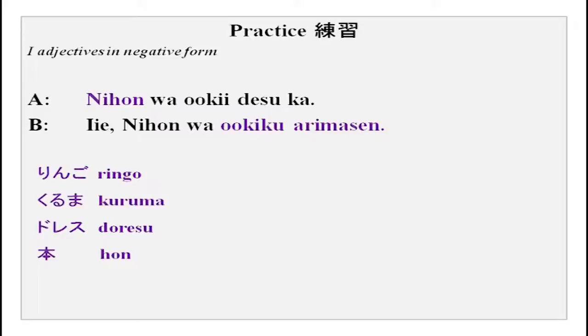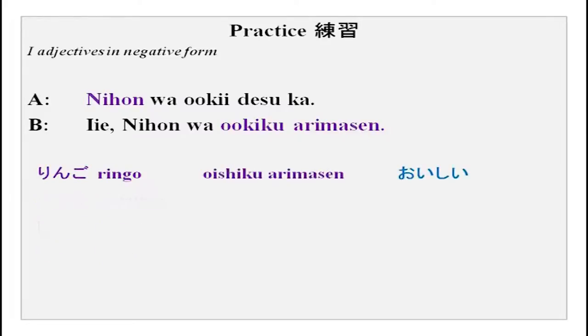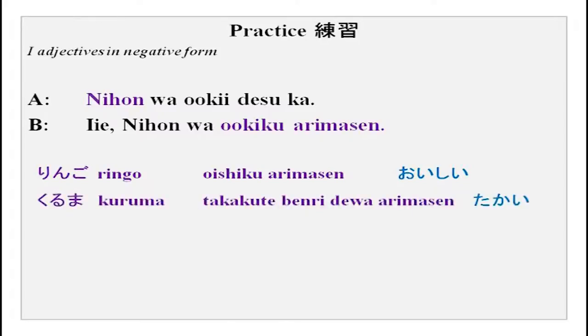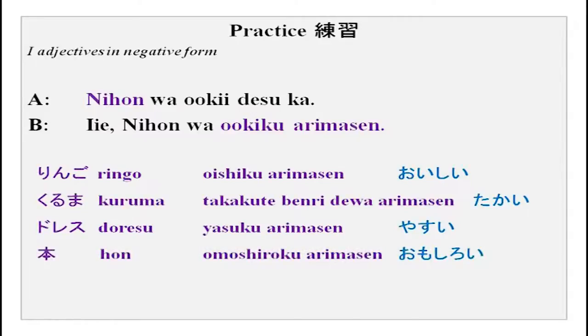So, for example, Ringo wa oishii desu ka? Iie, oishiku arimasen. Kuruma wa takai desu ka? Iie, takaku arimasen. Doresu wa yasui desu ka? Iie, yasuku arimasen. Hon wa omoshiroi desu ka? Iie, omoshiroku arimasen. And over here, it is a little different.